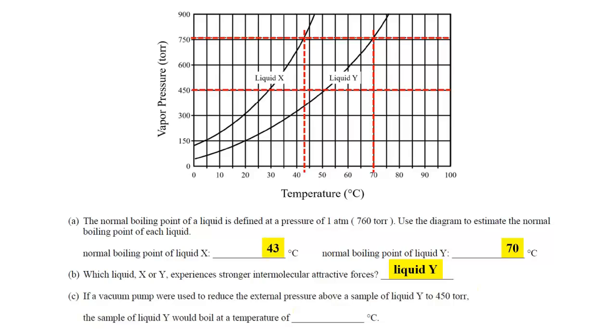So I draw a line at 450 torr. Let's see where that intersects the curve for liquid Y. A sample of liquid Y would boil, it looks like, just slightly above 50 degrees Celsius. I'm going to estimate that's 51. So liquid Y, if the vacuum pump reduces the external pressure to 450 torr, would boil at a temperature of 51 degrees Celsius.